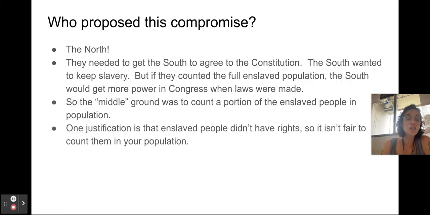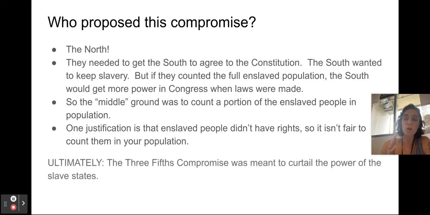One justification was that enslaved people didn't have full rights, so it isn't fair to count them in your full population. Ultimately, the 3/5 compromise was meant to curtail the power or control, rein in the power of the slave states. So its purpose was good. The purpose was to sort of keep it in check.